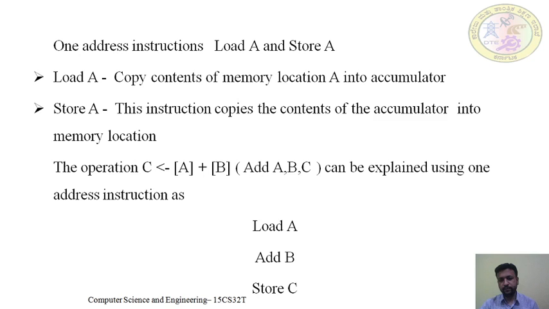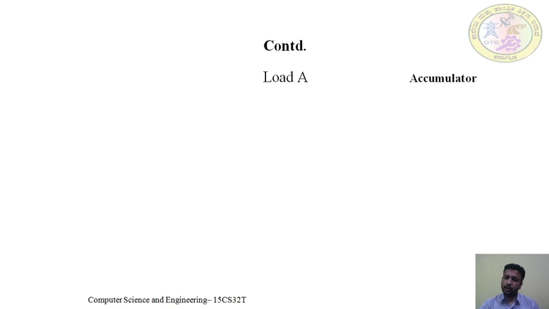The same instruction can be explained using a 1 address instruction. Is first load A, then add B and store C. Let's look at what is load A. So here the contents of A are transferred to accumulator. Okay. So we have A, we have content, and it needs to transfer to accumulator.